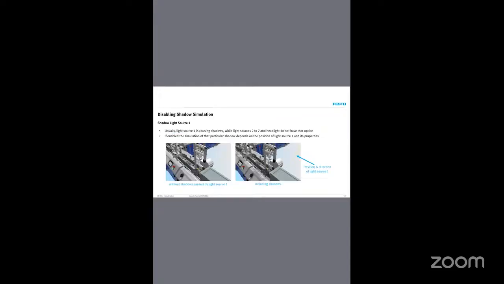Next is shadow light source 1. This light source 1 is producing the shadow. Again, the same procedure: go to model, lighting, light source, properties, click the properties, and you can disable the shadow. Like this, you disable the shadow.